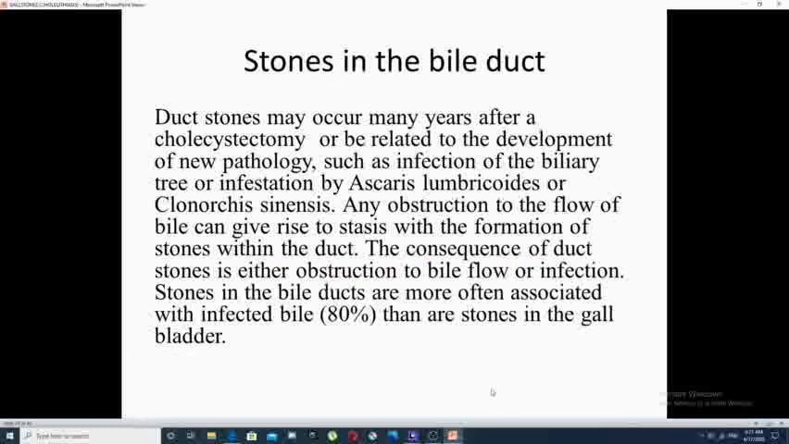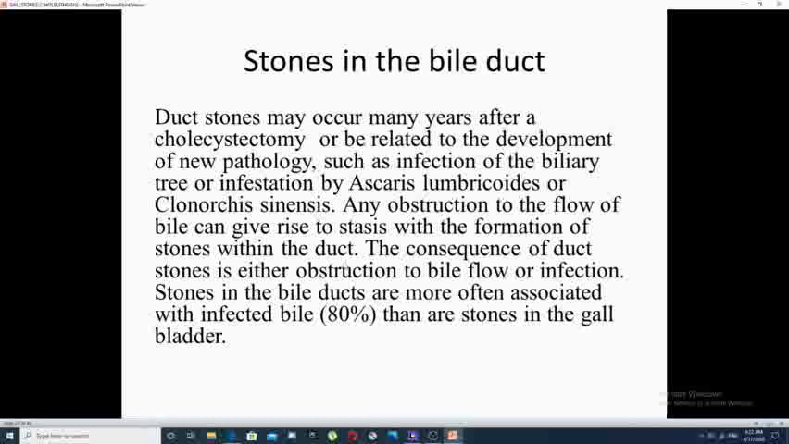Another entity, a stone in the bile duct. Duct stone may occur many years after cholecystectomy or be related to the development of new pathology, like infection of the biliary tree by Ascaris lumbricoides or Clonorchis sinensis. Any obstruction to the flow of bile can give rise to stasis with the formation of stones within the ducts.